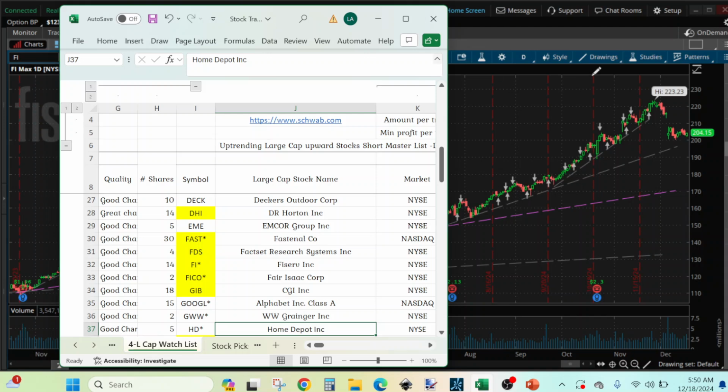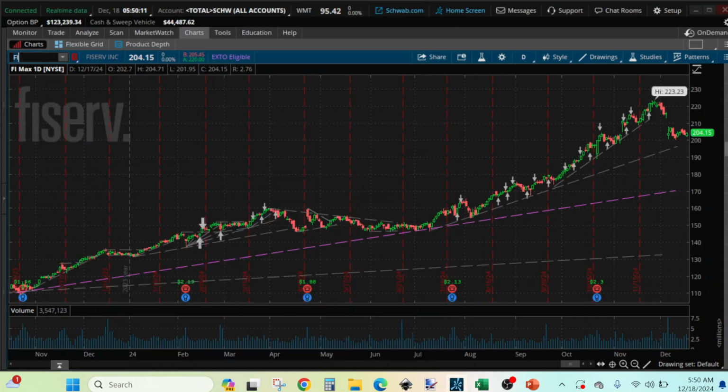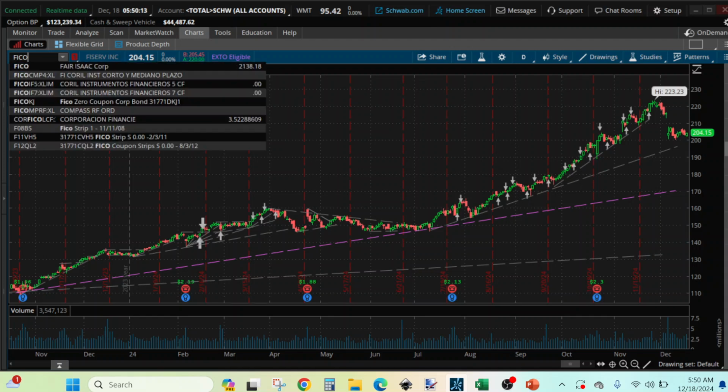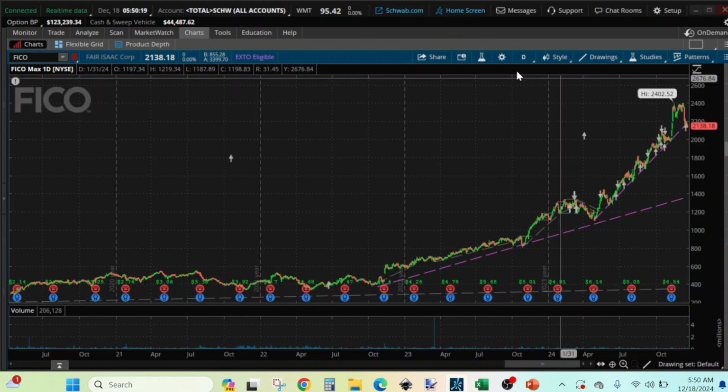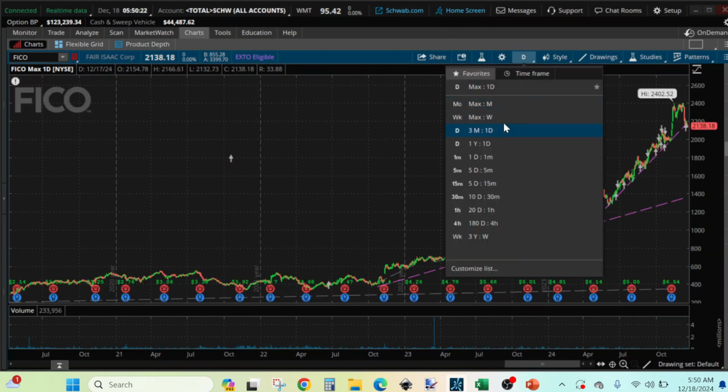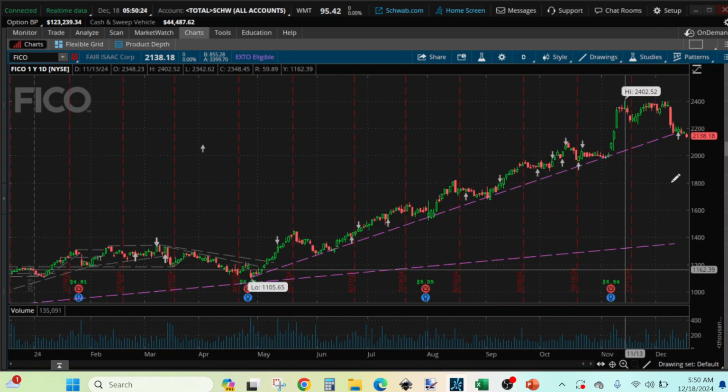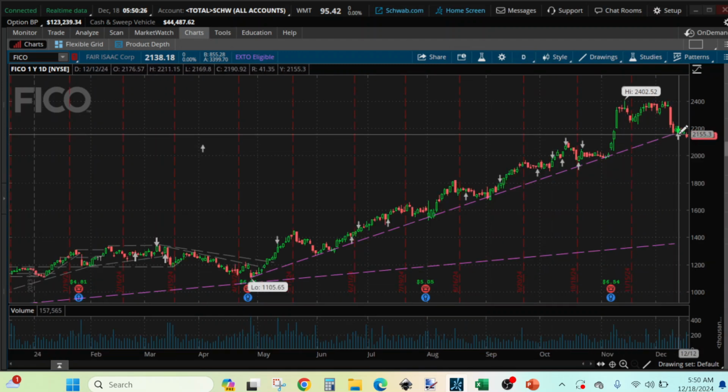FICO, and you can see we purchased it quite high after trading it throughout the year. You can see how we traded on the short trend line there. FICO. Okay, let's move to 1 year daily chart so that it's not too small for us to see. So FICO, we purchased it at that trend line, and it seems to be going below it.